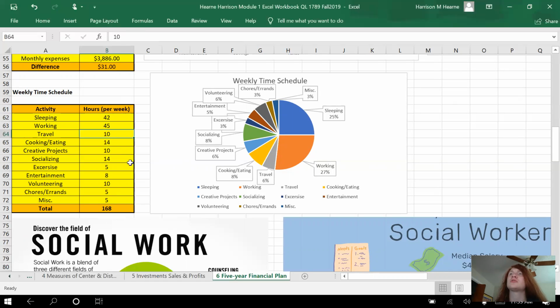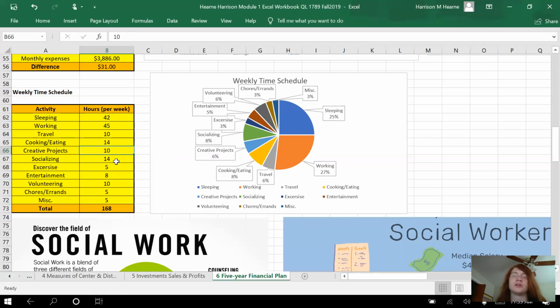I said about 10 hours travel time between commuting from work to commuting to other various places, about 10 hours a week just traveling. 14 hours a week for cooking and meal time, so that's about 2 hours a day roughly, which is about how much time I spend. It's maybe a little under. Maybe I would need to bump that up a bit, but it's pretty close.